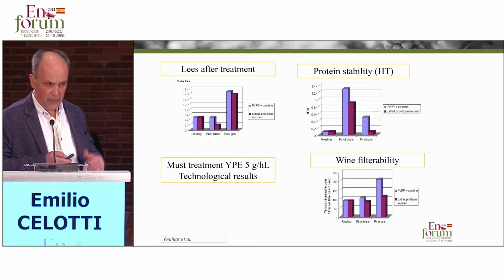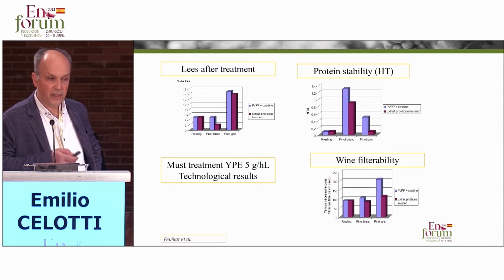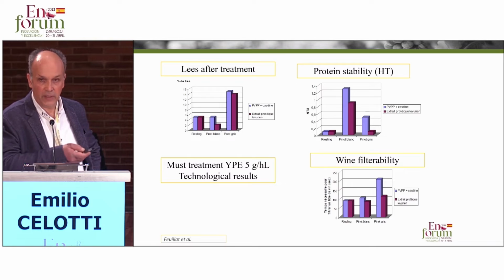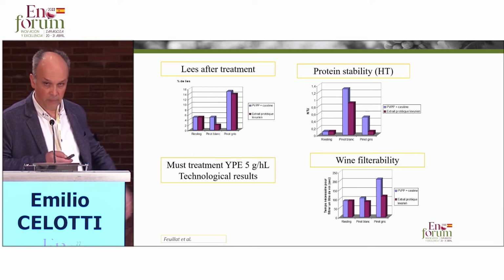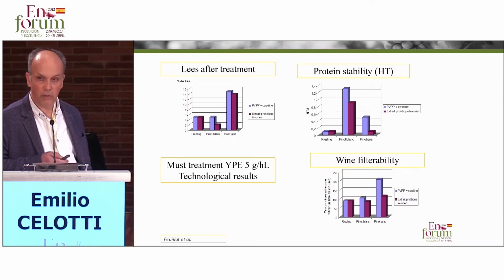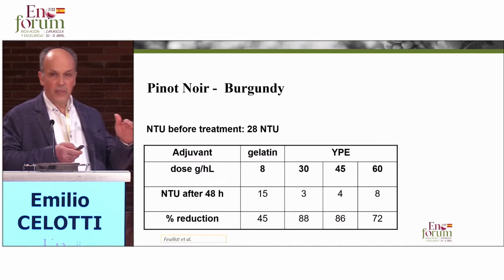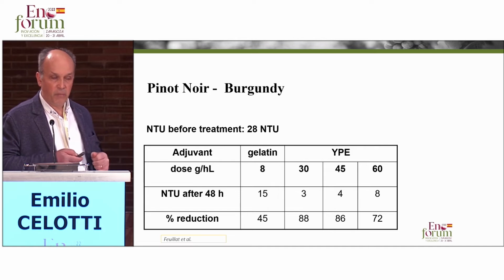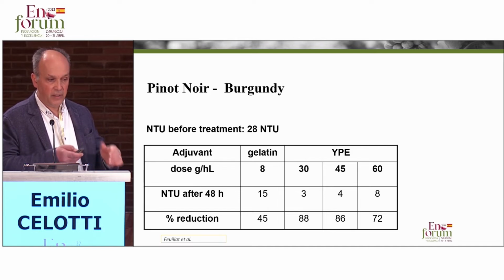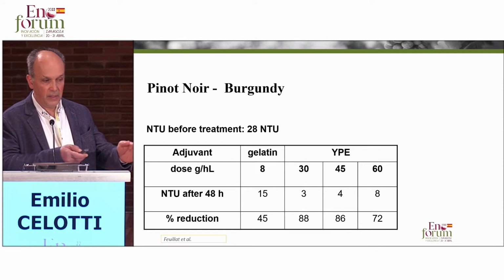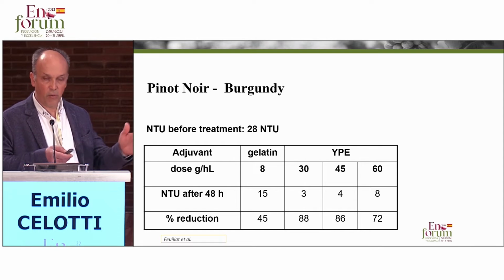Here, numbers from University of Dijon, clarification effect, very interesting. Effects on the protein stability and heat tests. A huge effect on wine filterability. And they can reach 60 grams per hectoliter of these dispersion products. Here we have the kinetics of decreasing. They're very interesting as well.